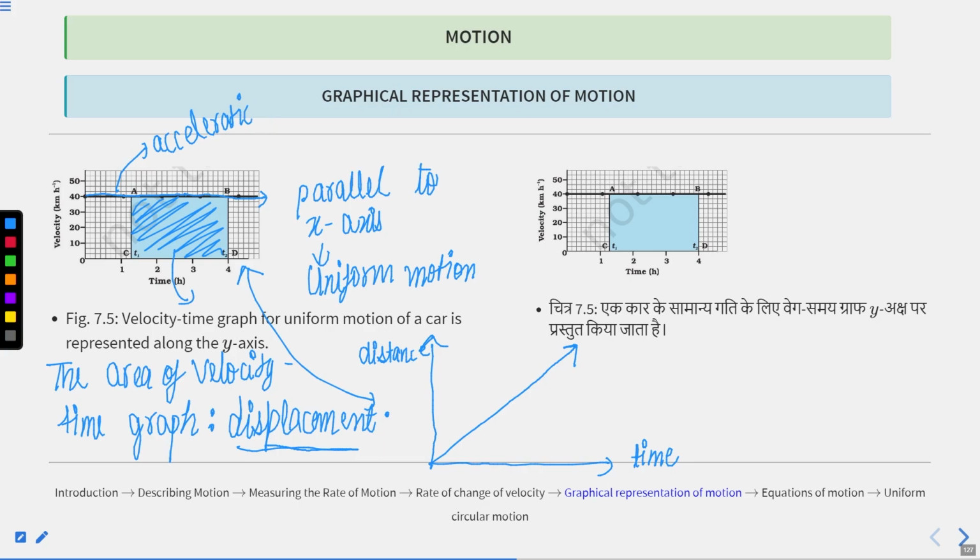Okay. The area of a distance time graph does not give anything, but the curve gives us information about velocity. Curve gives velocity. Area does not give any quantity. But the area of a velocity time graph gives displacement. Is it clear, class? Okay.